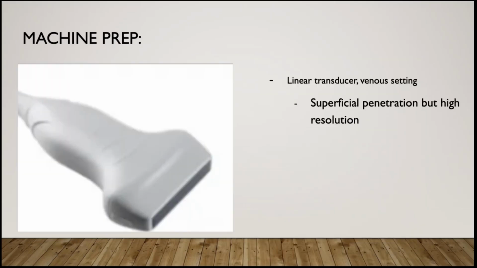The probe you'll be using is a linear probe. Despite the name deep vein thrombosis, when you're evaluating, the veins and the arteries tend to be superficial enough that this probe would be able to image them appropriately, and you'll have a pretty good resolution in doing this.